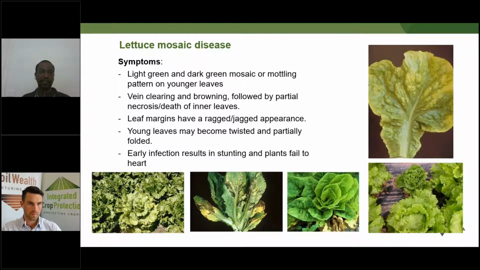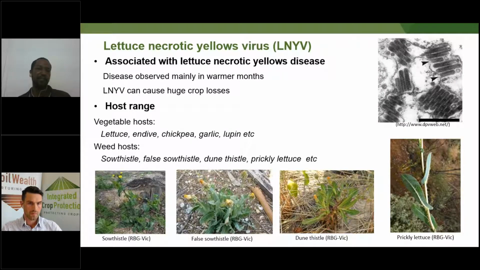So the next lettuce virus that's also important for lettuce production in Australia is lettuce necrotic yellows virus. As its name suggests, it's associated with lettuce necrotic yellows disease. The disease is observed mostly in warmer months and can cause huge losses. Lettuce necrotic yellows virus can also infect other vegetable hosts apart from lettuce, such as endive, chickpea, garlic, and lupin. It's also found in a lot of weed hosts, which act as alternative hosts for this virus.